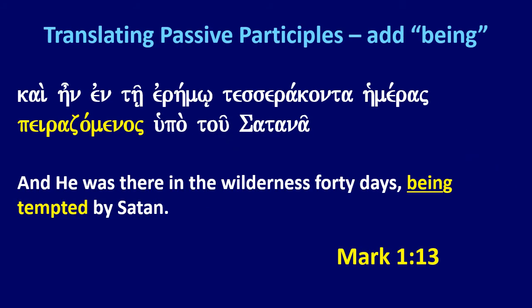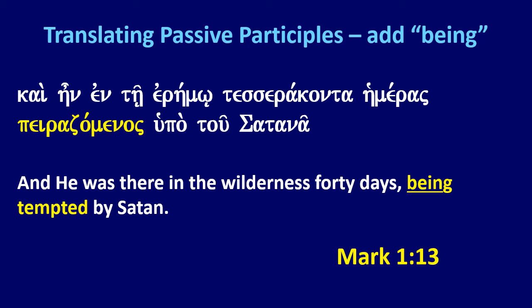Now here's an example of how to translate a present passive participle. In this case, I'm using Mark 1:13, where it says that Jesus was there in the wilderness 40 days being tempted by Satan. So he was in the wilderness. You see the word ein. That tells us it's an eimi verb in the imperfect form. Third person, he was there in the wilderness, in the desert.